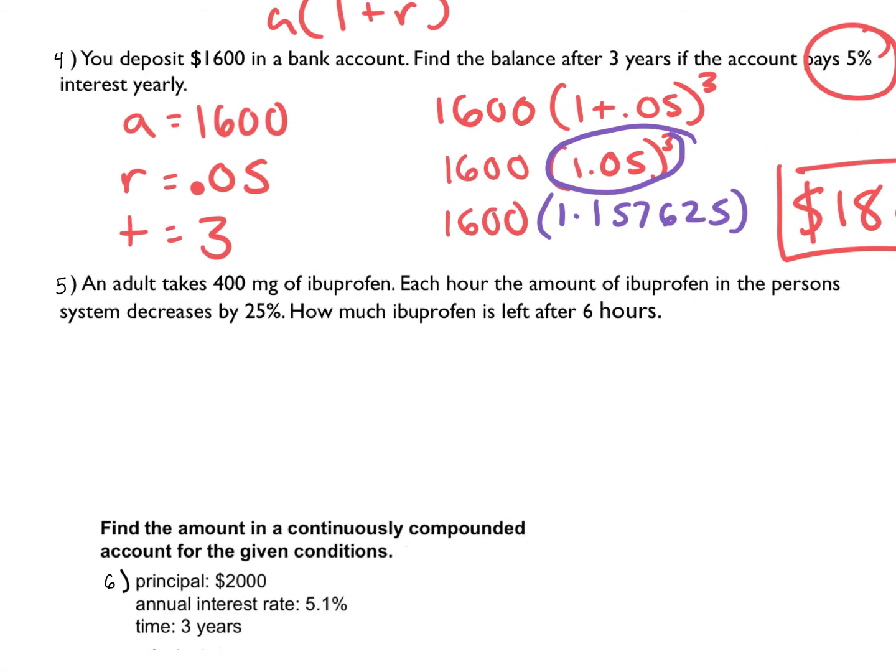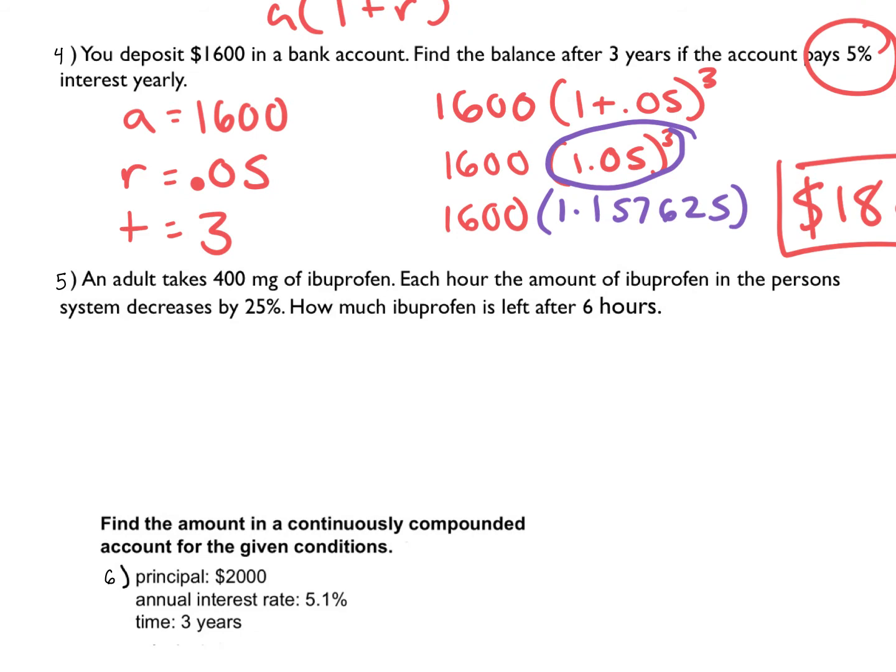All right, let's look at number 5. An adult takes 400 milligrams of ibuprofen. Each hour, the amount of ibuprofen in the person's system decreases by 25%. How much ibuprofen is left after 6 hours? So we need A, R, and T. What's our starting amount? 400. What's our rate? 0.25. And what's our time? 6 hours. So we plug it in.